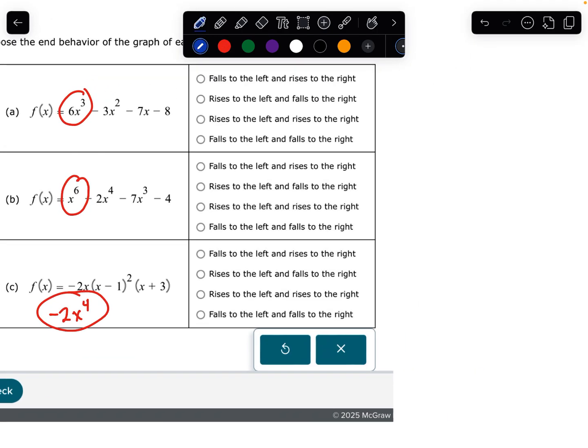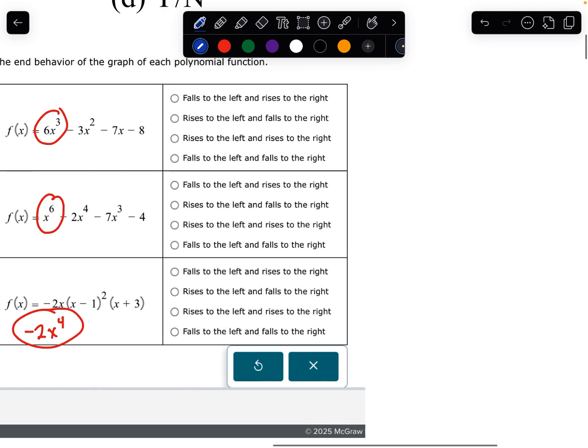So for A, if you have a positive leading coefficient and an even degree, or sorry, an odd degree. We have an odd degree.